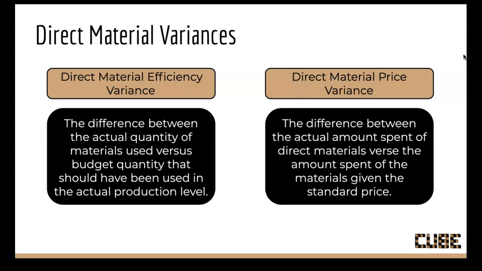So we have two different variances for direct materials. The first one is our direct material efficiency variance, which is the difference between the actual quantity of materials used versus the budgeted quantity that should have been used in the actual production level. And this is monitored by our production department. Our second variance is our direct material price variance, which is the difference between the actual amount spent of direct materials versus the amount spent of the materials given the standard price. And this is monitored by our purchasing department.